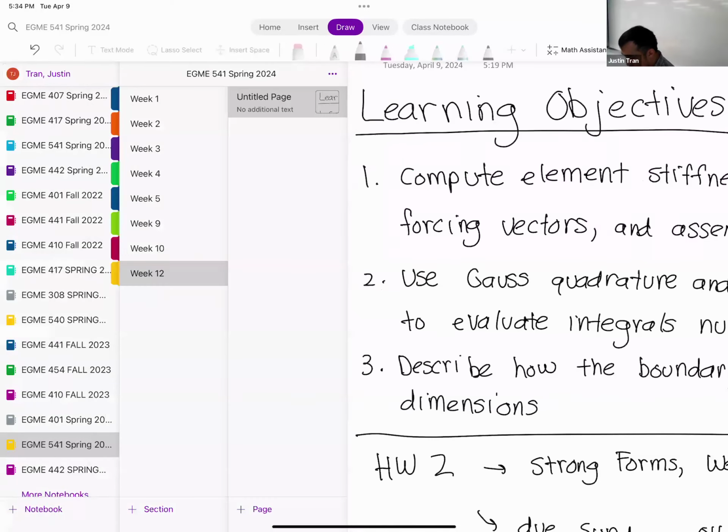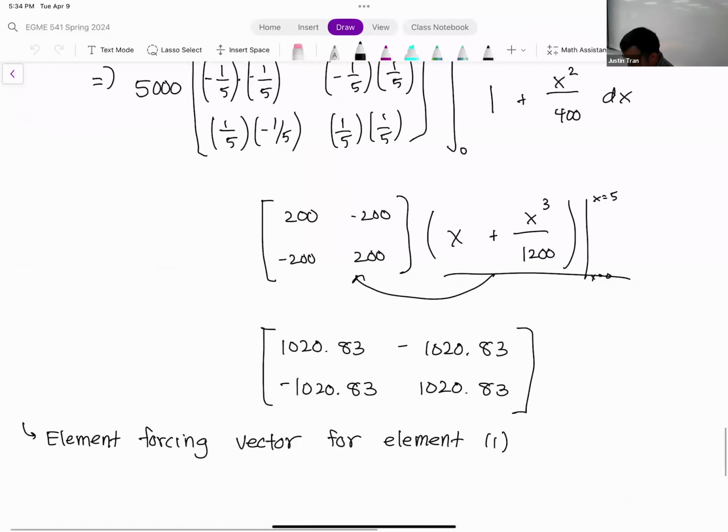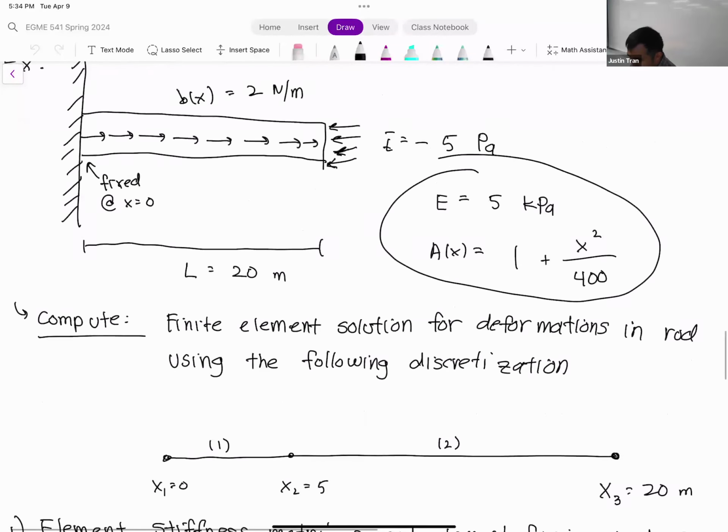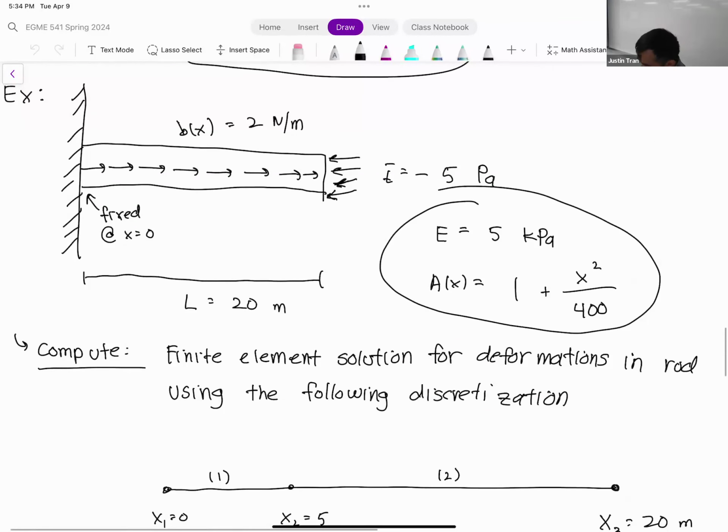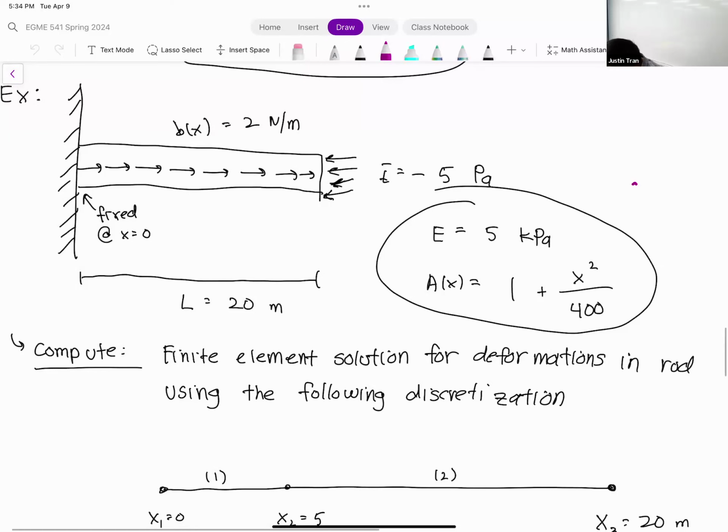I'm going to go back to our week 10 lecture notes. Let me scroll up here to show you our problem. Before the power outage, or before the spring break, we were doing this example problem. We had a 1D situation: a rod that's subjected to a compressive force. It's fixed on the left-hand side, and we have a constant body force of 2 Newton per meter. The other caveat for this problem is that our area is changing as a function of x.